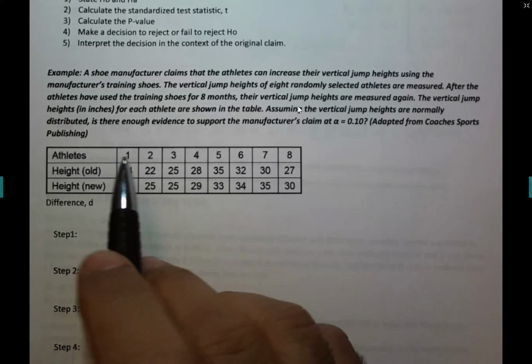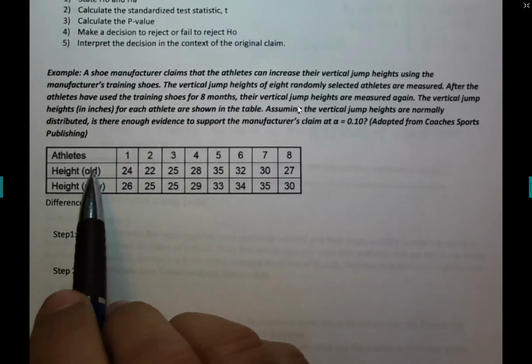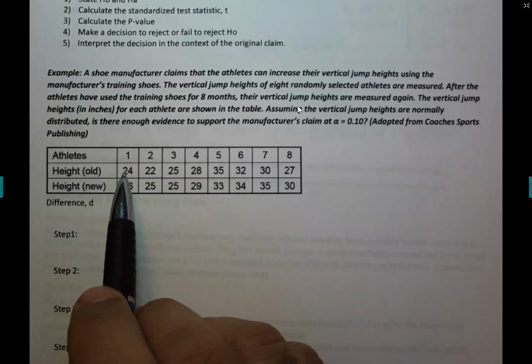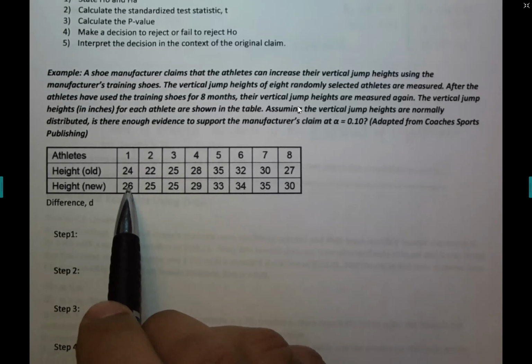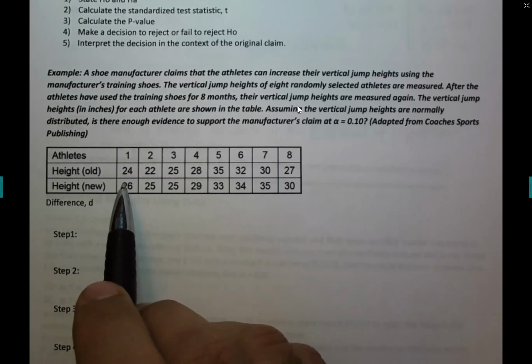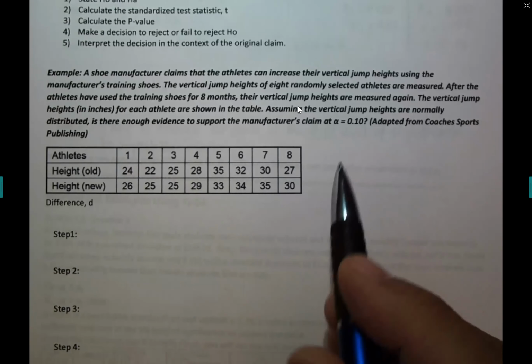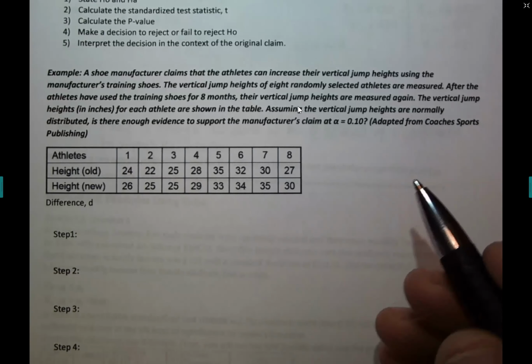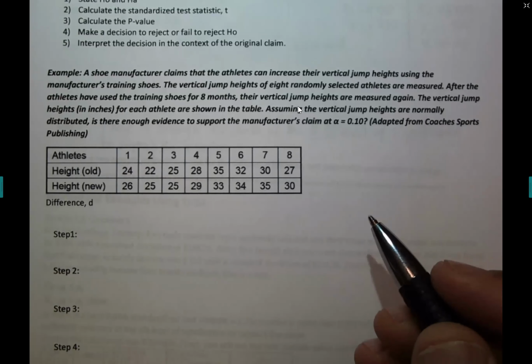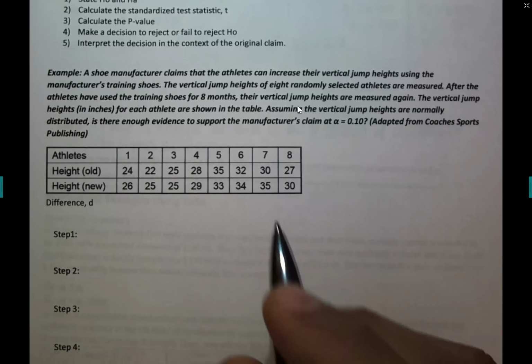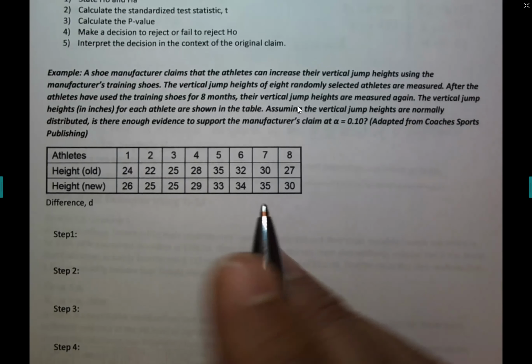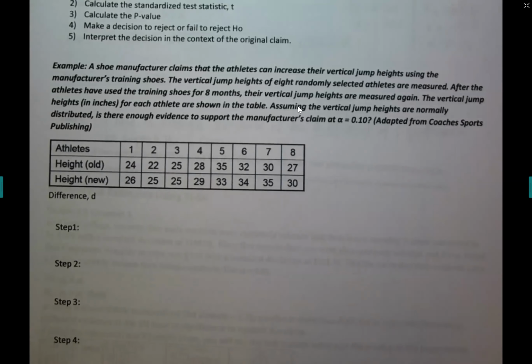So what they did, they brought in 8 athletes. They checked their vertical jump before they wore the manufacturer's shoes, and then they checked again after they tried the shoes to see if the shoes will increase the vertical jump. Assuming the vertical jump heights are normally distributed, is there enough evidence to support the manufacturer's claim that if an athlete uses their shoes, they're going to have a higher vertical jump? Would you guys agree with me that the 2 sets are dependent here from what you see?